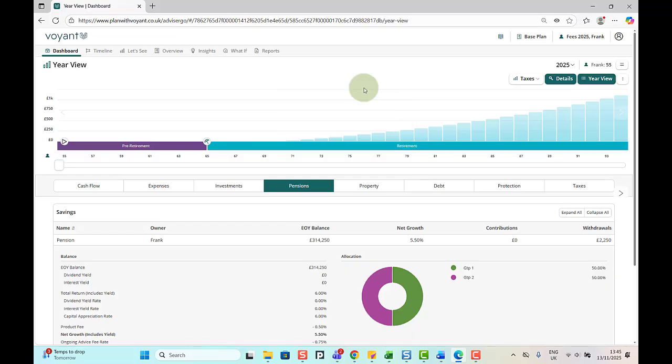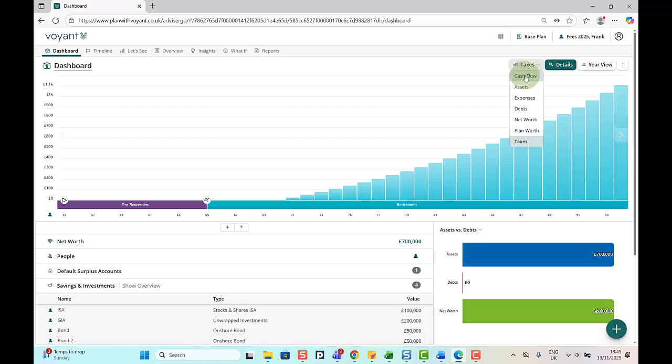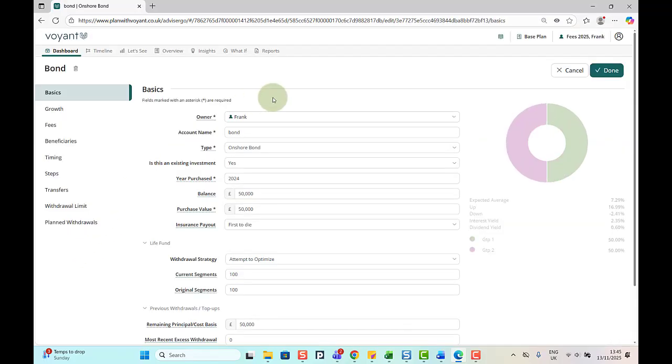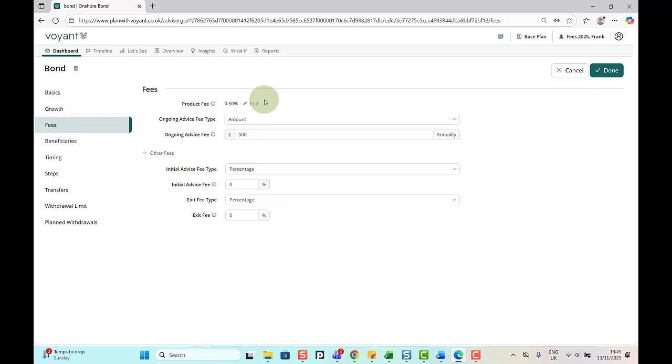Now, finally, let's move on to bonds. I should come back to the cash flow chart for this one. The bond has been entered in the usual way. Now let's look at the growth, 6%, and the fees here. So the product fee I've left at 0.5%, but you'll see on the ongoing advice fees we've got different options. You can use the percentage or the amount with inflation or amount. I'm going to choose amount, and I've popped in £500.